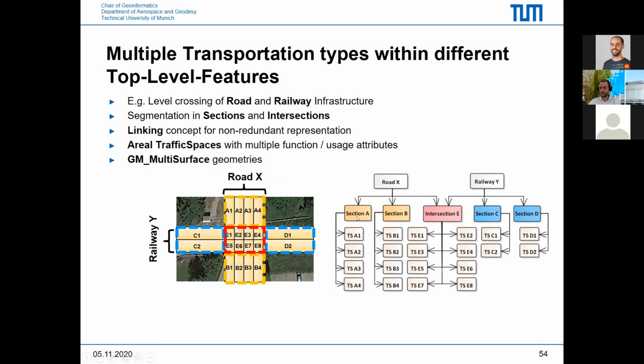Each section and intersection can be split into individual traffic spaces or traffic areas. But since these traffic spaces are clearly assigned to one intersection, for example, there are no redundant representations because both the road as well as the railway object are linked to this intersection, for example, via X-links, as I just showed to you. And thus you don't have to have the intersection represented twice, which may result in some problems, for example, when visualizing these objects or when doing aerial calculations and so on.